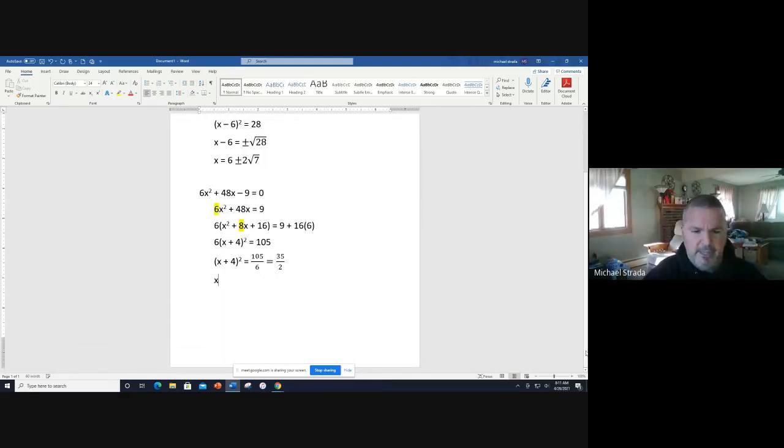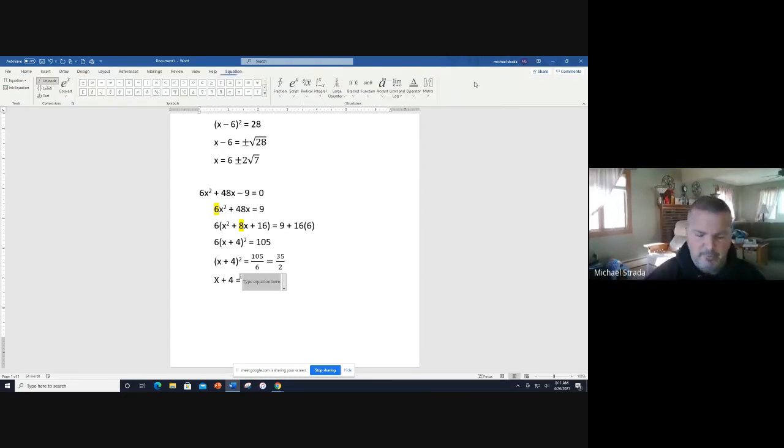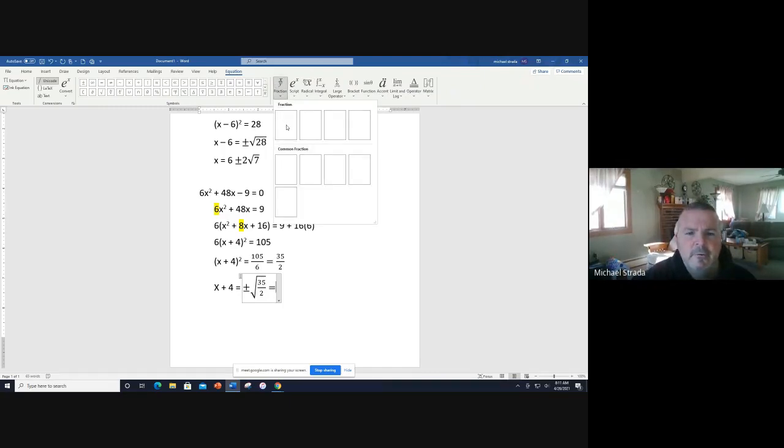We don't run out of room. X plus 4 equals, remember we're going to put a plus minus in front, plus minus square root of 35 over 2. We rationalize the denominator. Remember how to do that. Multiply, because that's going to be the square root. Remember, the square root of a fraction is the square root of both parts. So that's the square root of 35 over the square root of 2.